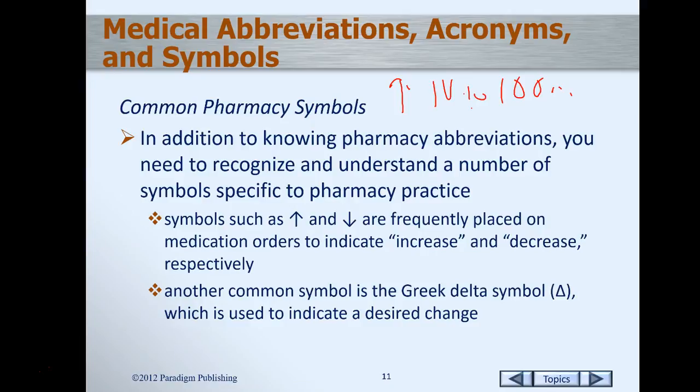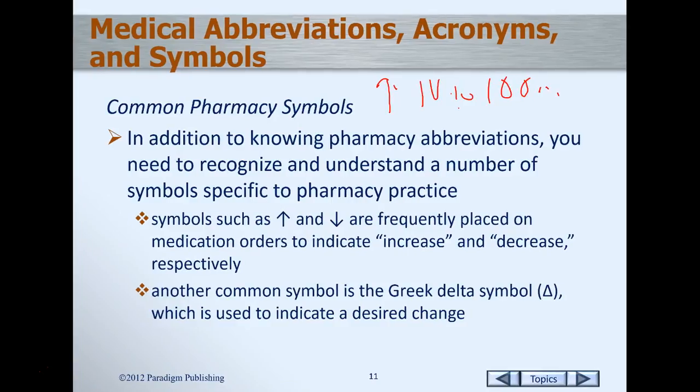Okay. Anyways, increase to 100 milliliters per hour would be the symbol. Or if they want to change an antibiotic, they could write it with the delta symbol.